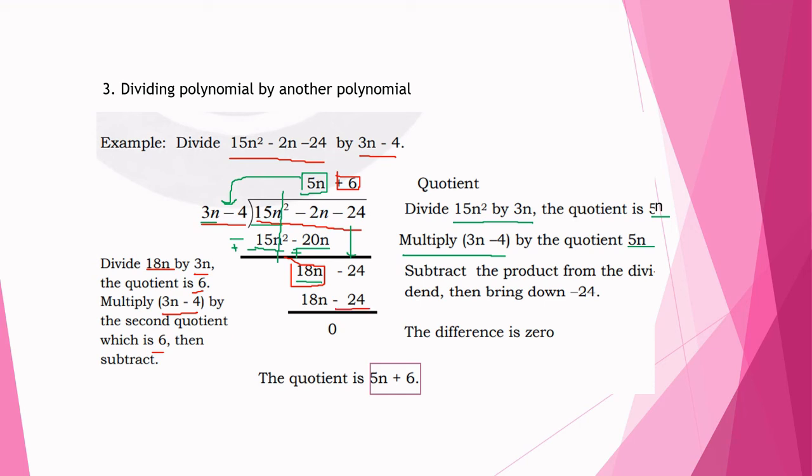And then, subtract. Change the sign of the subtrahend and follow the rules in addition. So, this will become negative 18. And this will become positive 24. Okay? So, 18n minus 18n is 0. Negative 24 plus 24 is 0. So, the difference is 0 and there is no remainder. Therefore, the quotient is 5n plus 6.